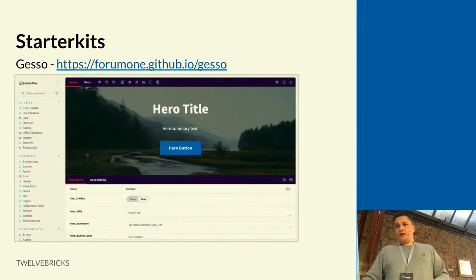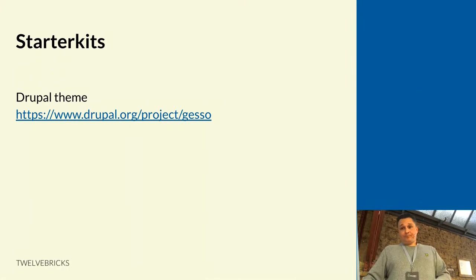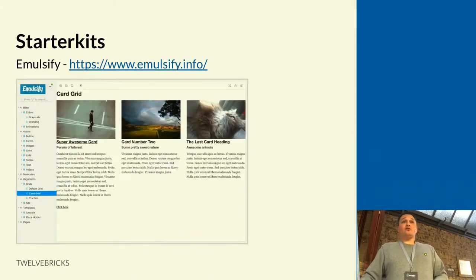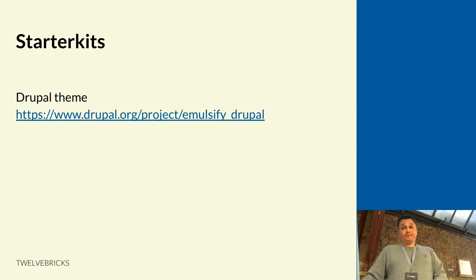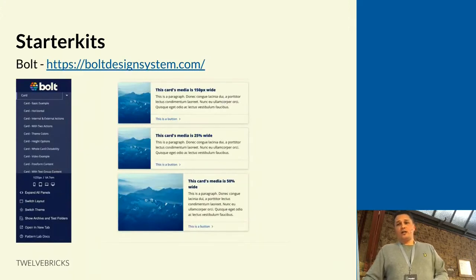There's the Gesso Storybook Starter Kit, which also comes with a working Drupal theme. I haven't used this one myself, but it looks very promising. Emulsify also works with Storybook, has a lot of components, and comes with a Drupal theme. And the last one, I found this one last week. I haven't used it myself, but this one looks really cool as well. This one is not directly built with Storybook, I think, but it's also a component library that comes with its own Drupal theme, I think on GitHub. And it also looked very promising. There's a lot of people working on this one as well, so if you want to use components with Drupal, it seems like this one is also good.